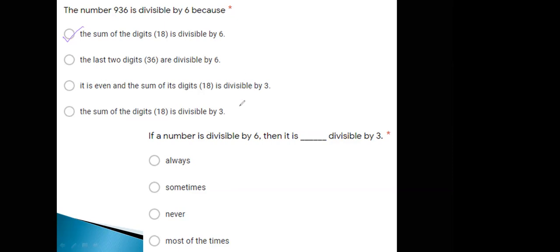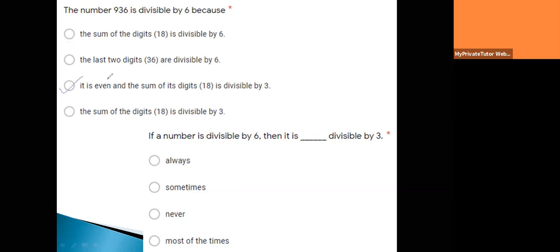It is even and the sum of the digits is divisible by 3. Excellent. So even means it is divisible by 2. Sum of the digits means it is divisible by 3. So that's a good one. So the final one.